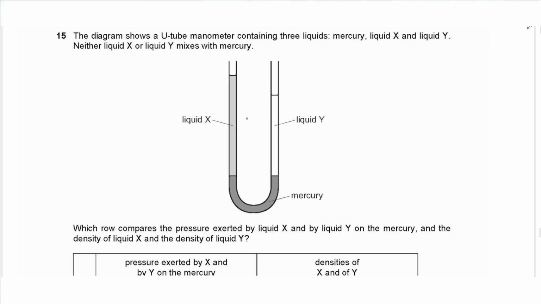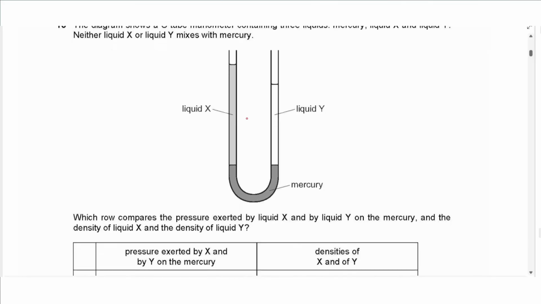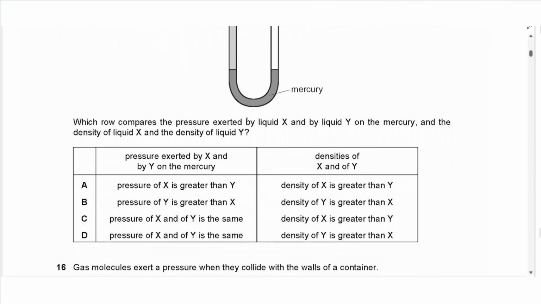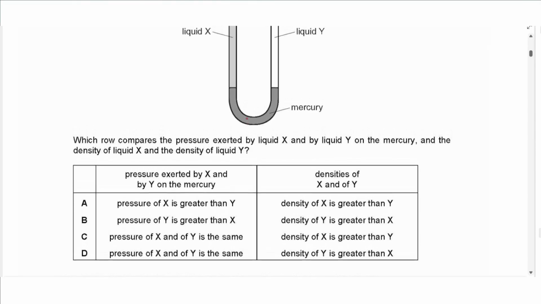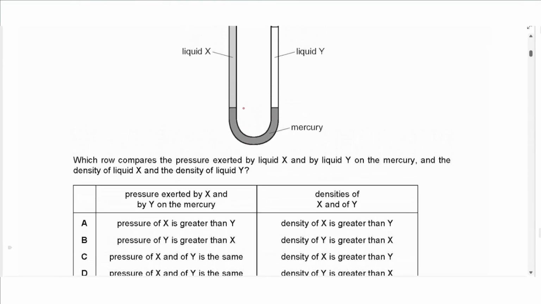It says the diagram shows a U-tube manometer containing 3 liquids, mercury, liquid X, and liquid Y. Neither liquid X or Y mixes with mercury. Which row compares the pressure exerted by the liquid X and liquid Y on the mercury and the density of liquid X and density of liquid Y? So for the mercury levels, they are equal, which means the pressure at this point is equal to the pressure at that point. So not greater, it is the same.